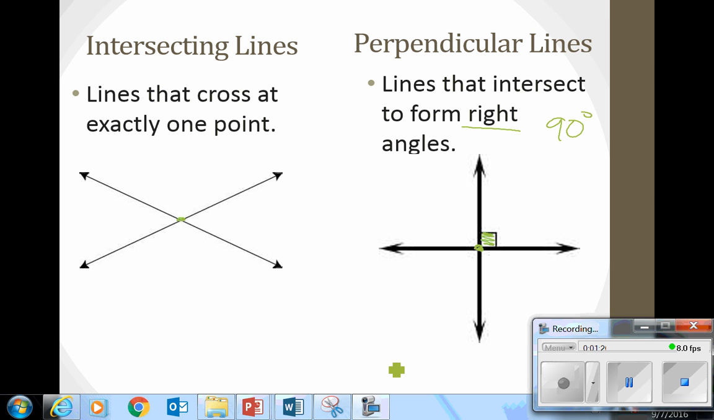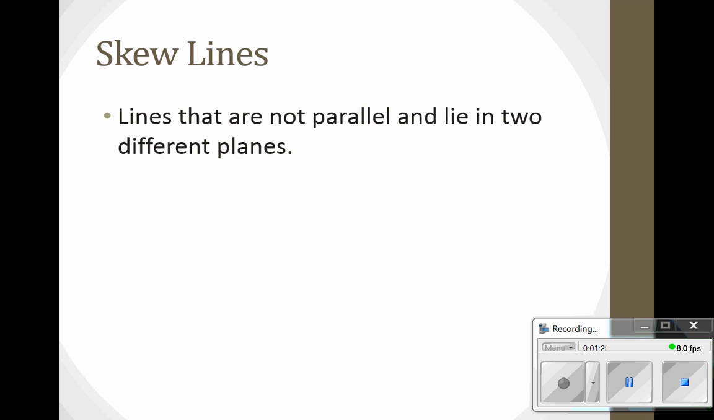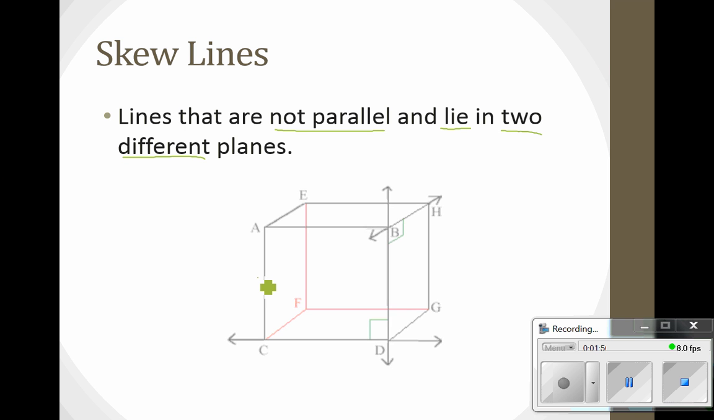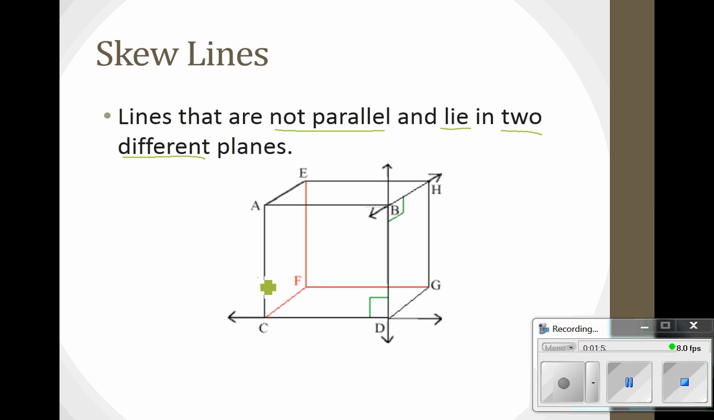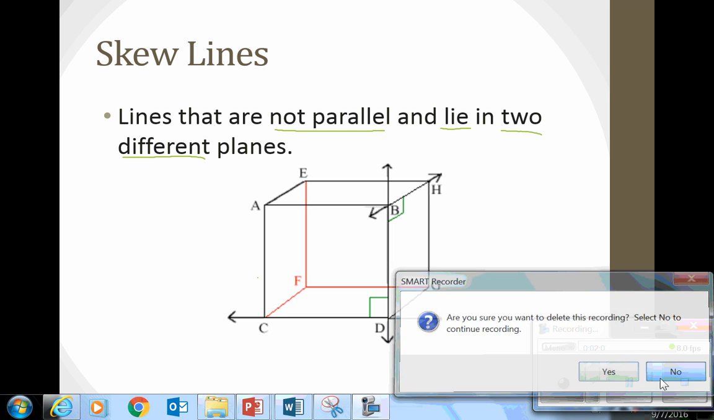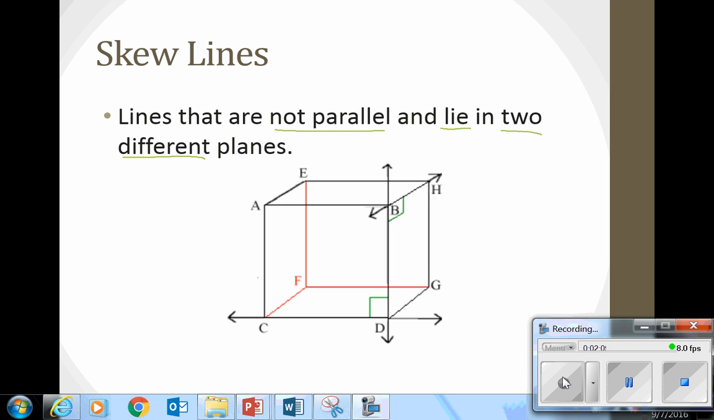The next vocabulary word we're going to look at are skew lines. These are lines that are not parallel, and they lie in two different planes. So instead of a two-dimensional figure, there's two different planes, so that means we're looking at more 3D pictures. And you don't have to draw this picture. You could write that we were just looking at a cube, and so that will describe to you that there are skew lines. They're not parallel, and they're in two different planes.